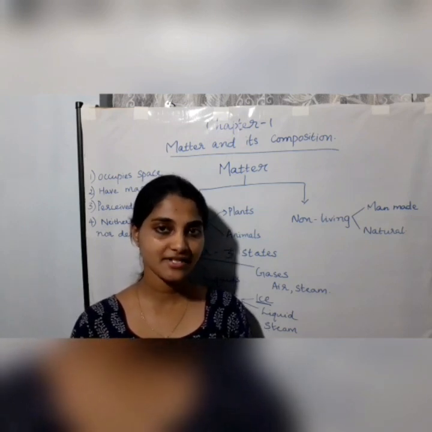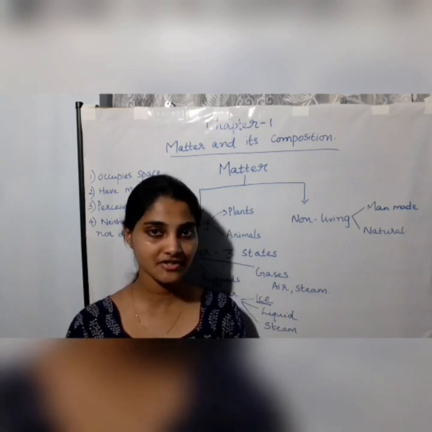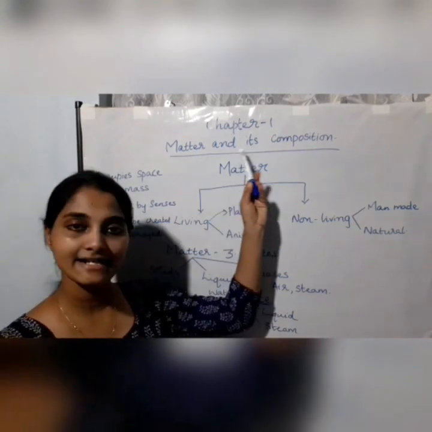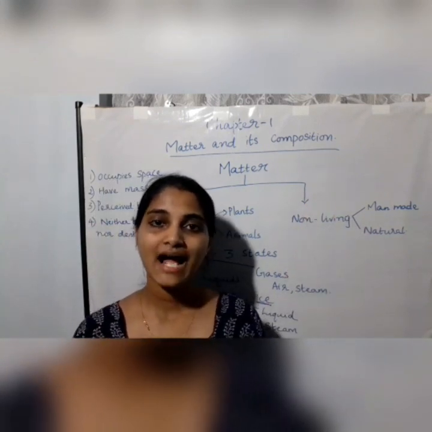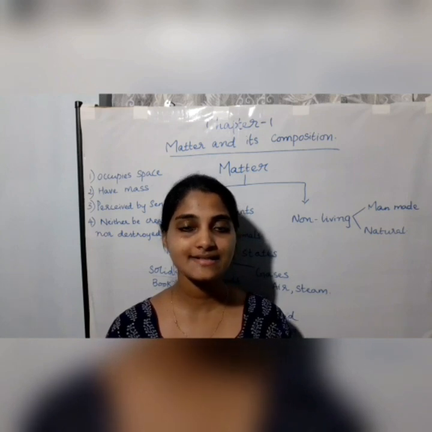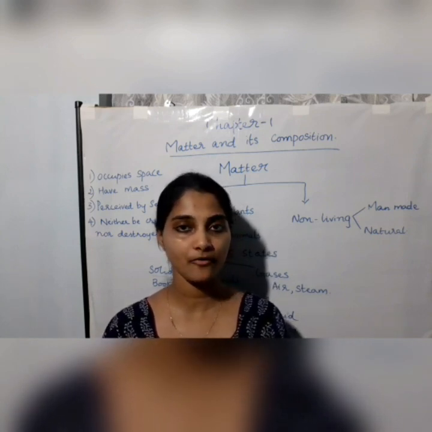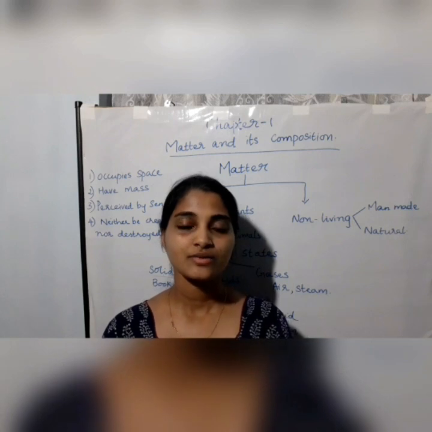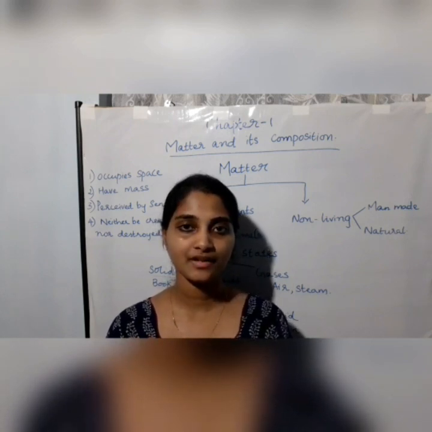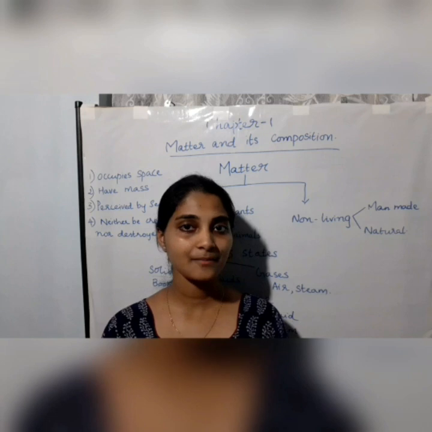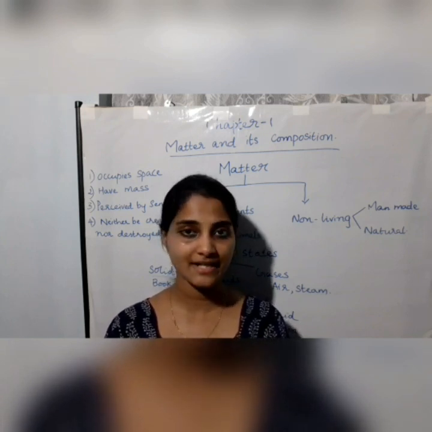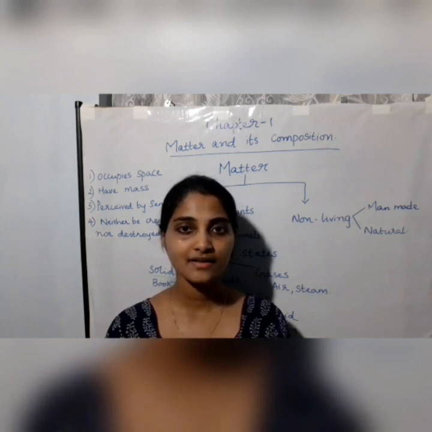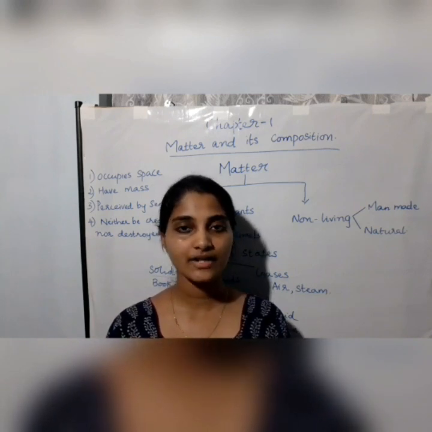So let us begin with today's class with the first chapter, Matter and its Composition. Have you ever wondered what the things around you are made up of? There are a lot of things around you. For example, if you are sitting in a room, you can have a pen, a pencil, a table, a chair, books, a ceiling fan. Likewise, a lot of things are there surrounding you.